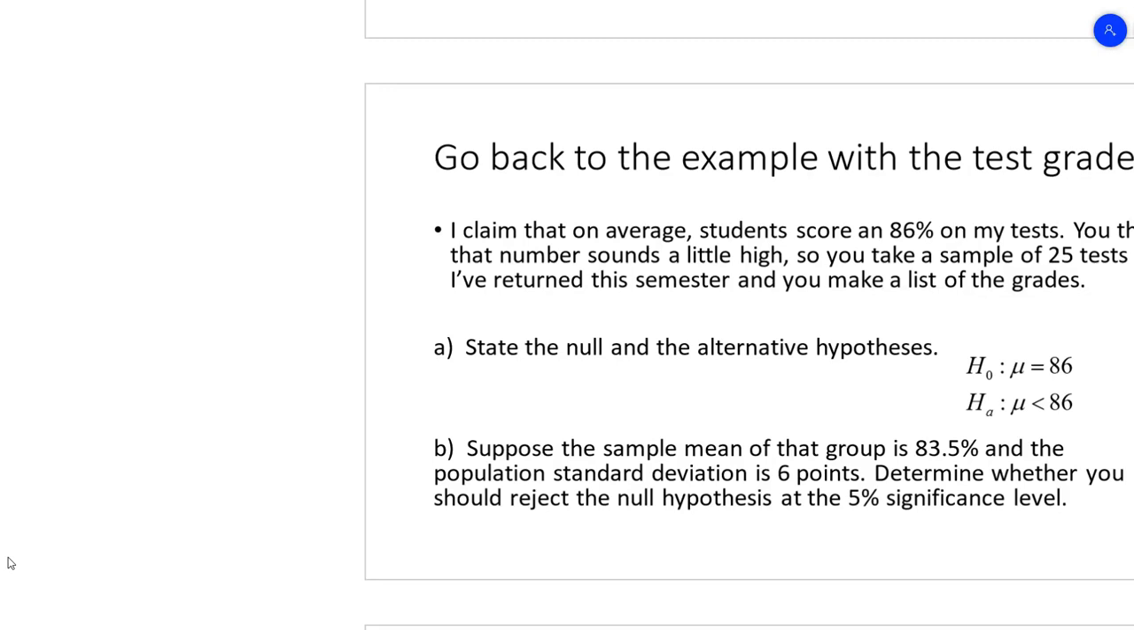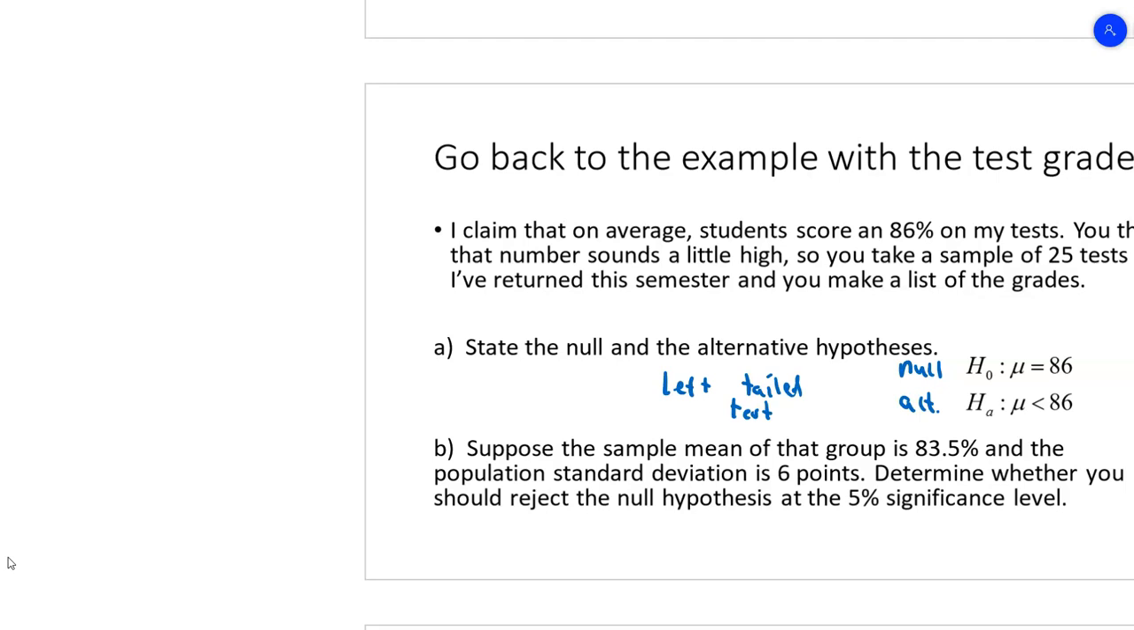So your null hypothesis is that the average is 86 because that's what I'm telling you, right? The null is based on some fact or some information that you already have. In this case, that the mean is 86. The alternative hypothesis, you claim that the average is actually less than 86. So less than 86 makes this a left-tailed test. Okay, we're going to look at values to the left of 86.